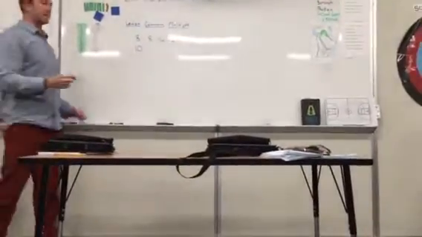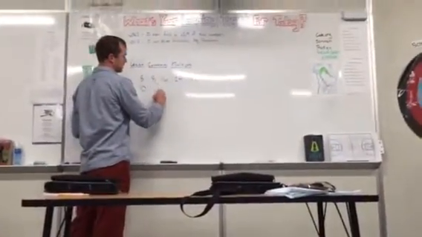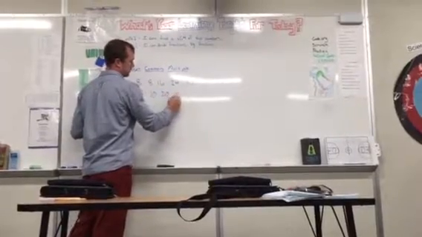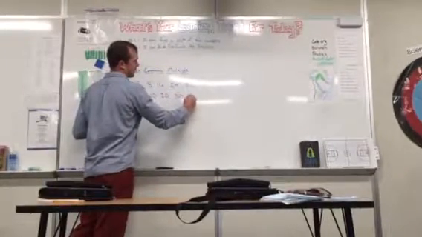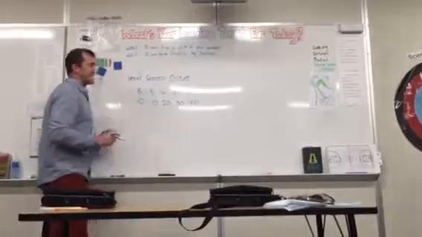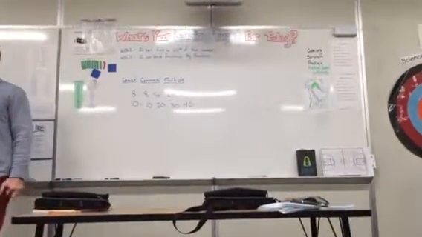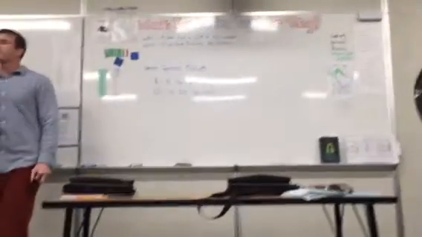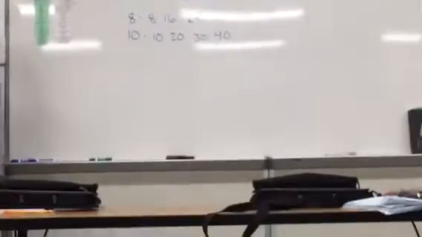Okay, list my multiples of 10. 10, 20, 30, 40. Do we see one that they have in common? 40. And that would be the least common. That's the smallest one that they have in common. Would they have another one in common? Yeah, 80.